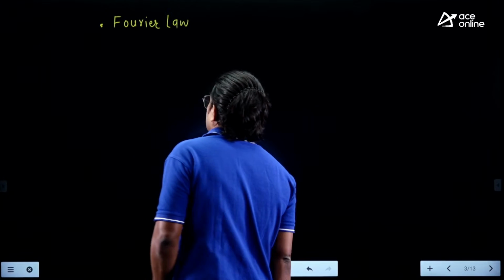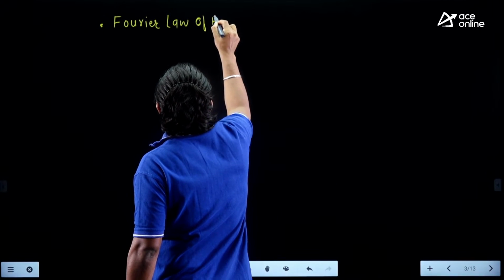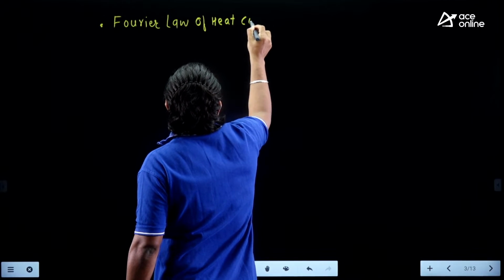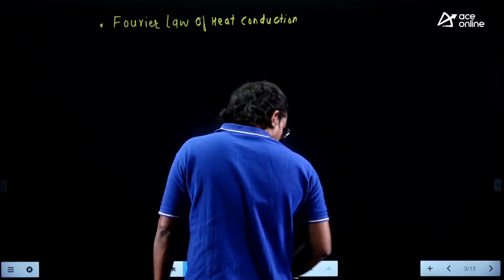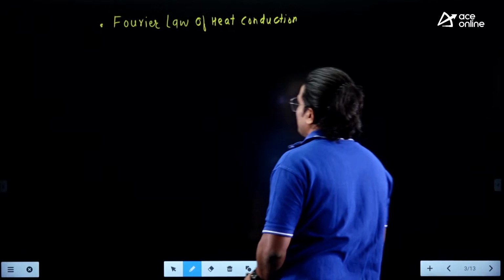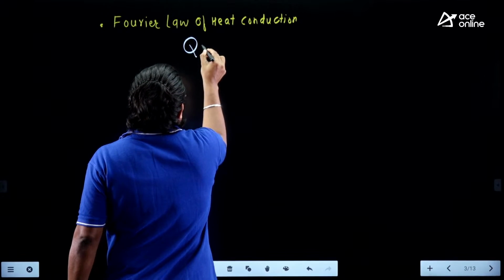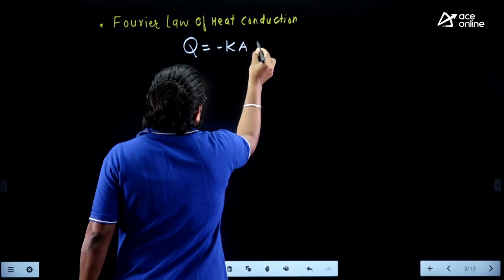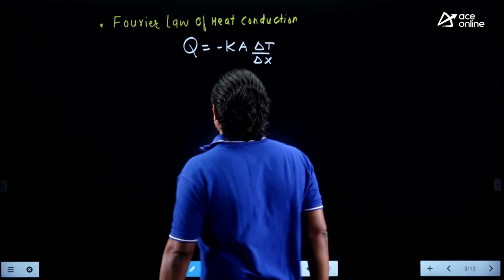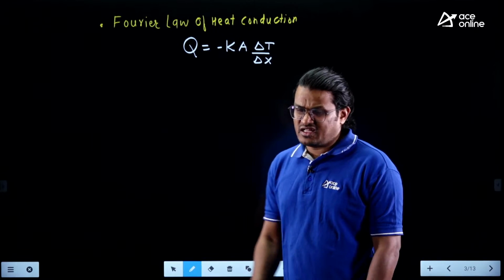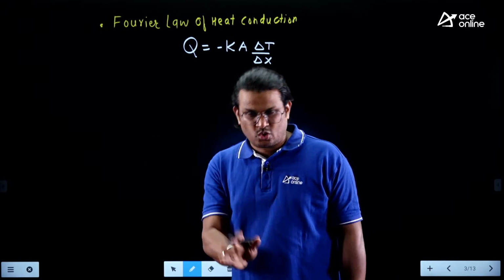Okay, listen. So there is something called Fourier law of heat conduction. Right. So Fourier law of heat conduction is what? Q is equal to minus K A delta T by delta X. So this is the equation, Fourier law of heat conduction, that without this equation you can't do anything. So this equation you should know.